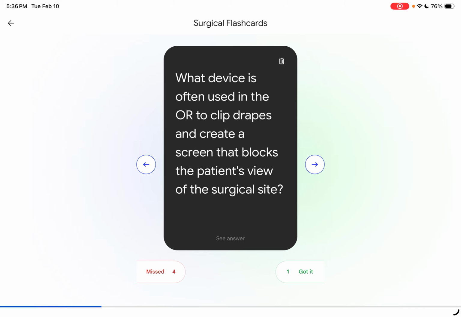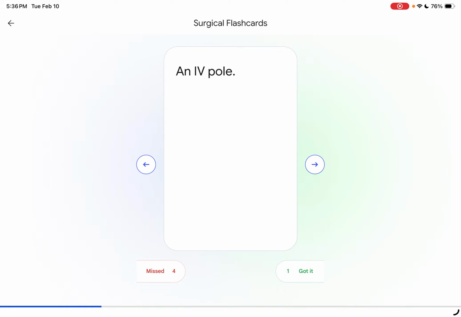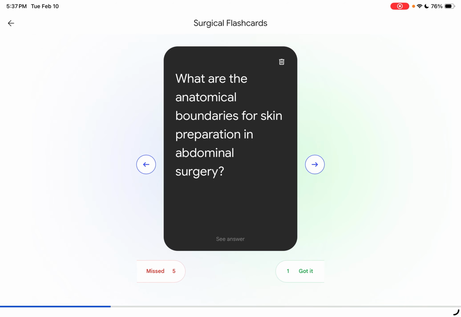What device is often used in the OR to clip drapes and create a screen that blocks the patient's view to the surgical site? So, ang ginagamit na to, guys, para ma-cover ang view sa patient is katong drape, which is an IV pole. An IV pole, pero may specific nga tawag ato, nakalimutan ko. Pero, IV pole is kind of like an alternative.